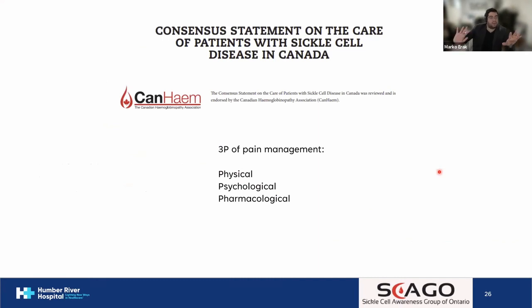But really, this is the crux of the talk. This is the meat of the talk. The management of sickle cell disease can be distilled down, and if you look at the Canadian Hematology Association guidelines, the 3 Ps of pain: the physical, the psychological, the pharmacological. The pharmacological one is the most technical, but all 3 are equally important.